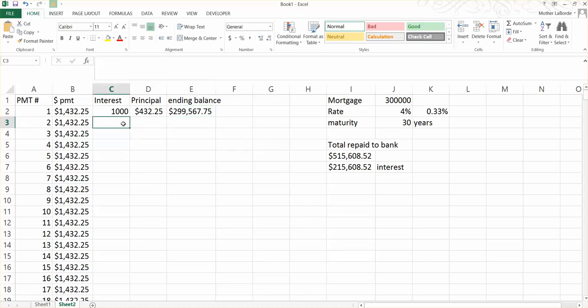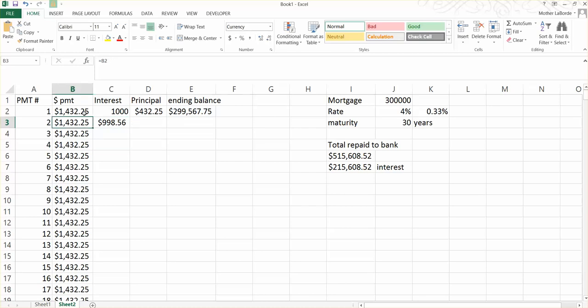The second month, the interest portion of this payment of $1,432 will be my monthly interest rate times my beginning balance this month. Well, my beginning balance is a little bit lower than it was the month before because I paid some principal on it. So my interest declines just a tad.